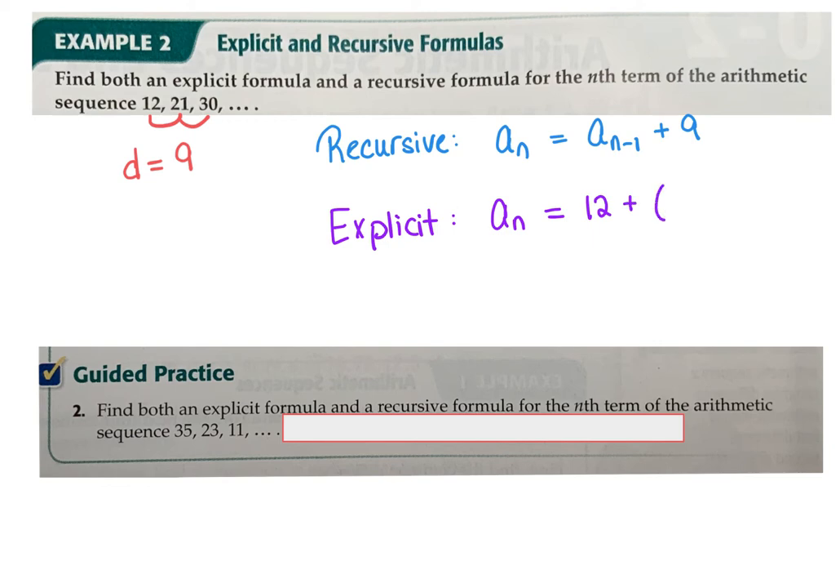plus 1 less than the term I want, n minus 1. So if I want my 7th term, that's going to be 6. If I want my 25th term, that's going to be 24. 1 less than whatever term I'm looking for times my common difference. That's the pattern we just found.